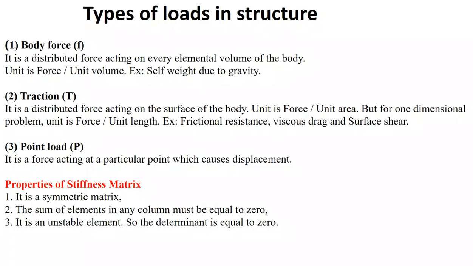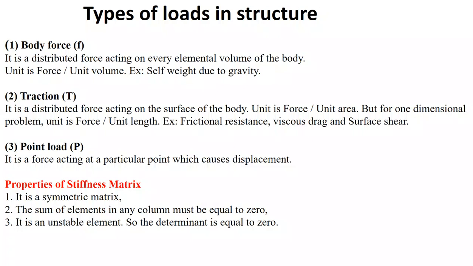One is body force, another is traction force, and the third is point load. Body force is a distributed force acting on every element volume of your body. The unit is force per unit volume. An example is self-weight due to gravity. Any load or force acting on every element depending upon the volume of the body, that particular volume's body weight is considered as a load. That is called the self-weight due to gravity. Mainly the material behavior is denoted as density.